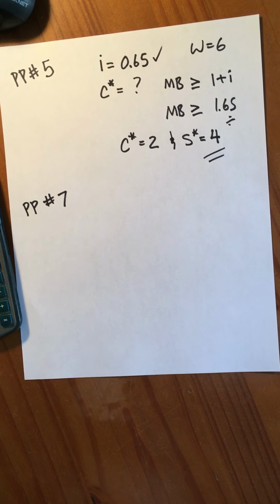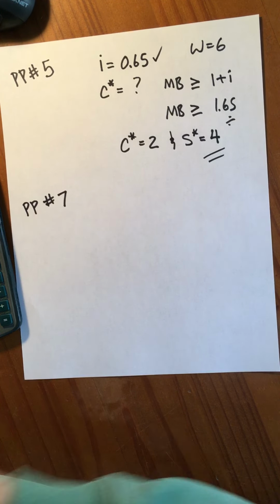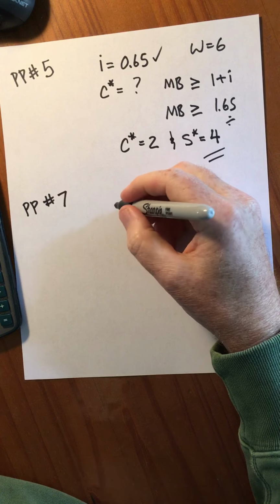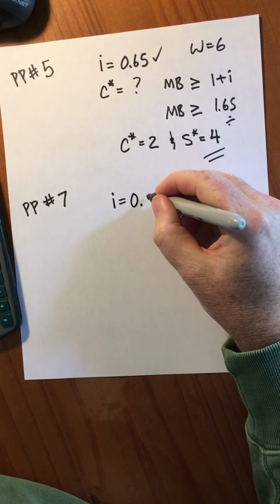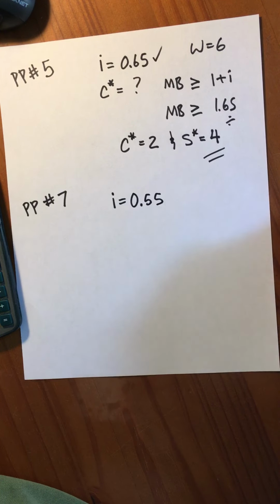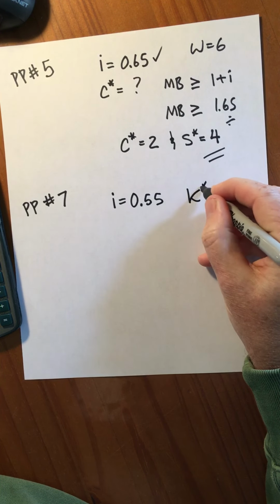All right, now I'm looking at practice problem number 7 from the second lecture notes. In this case, in number 7, it says there's a 55% interest rate. So that means I now is 0.55. And what I'm trying to find is optimal capital.